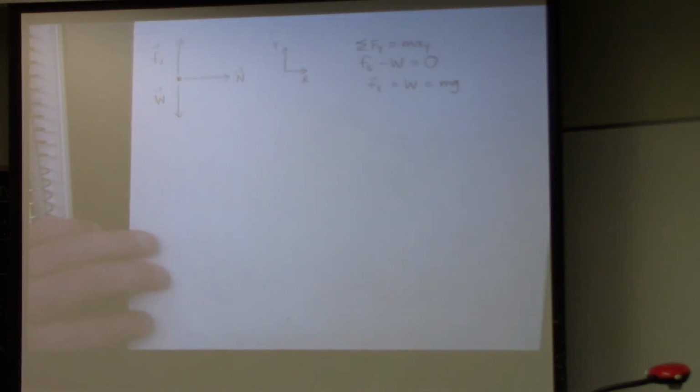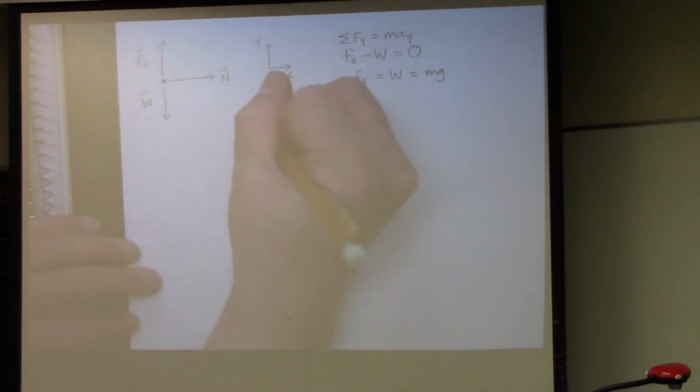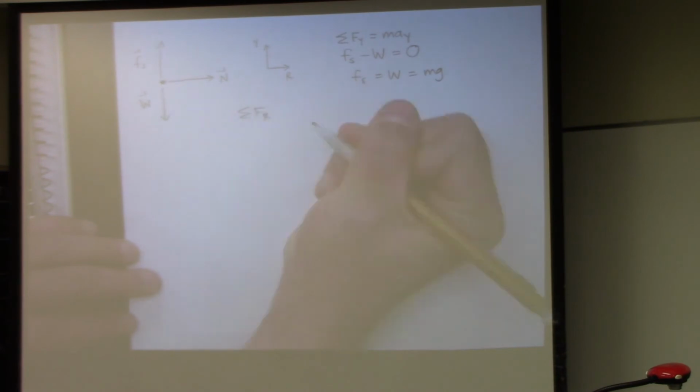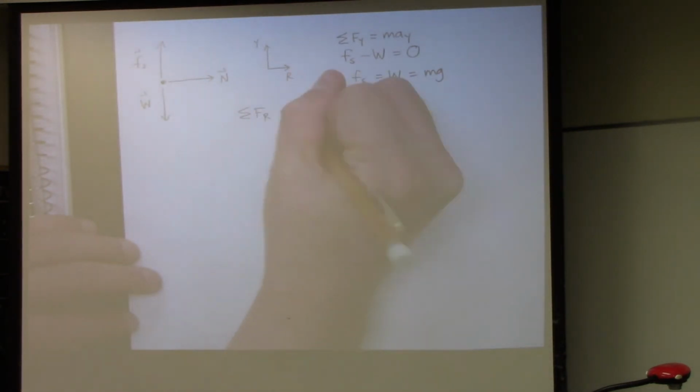That's what we get. Now if we apply this to the radial direction, the net force in the radial direction is m times a_r.